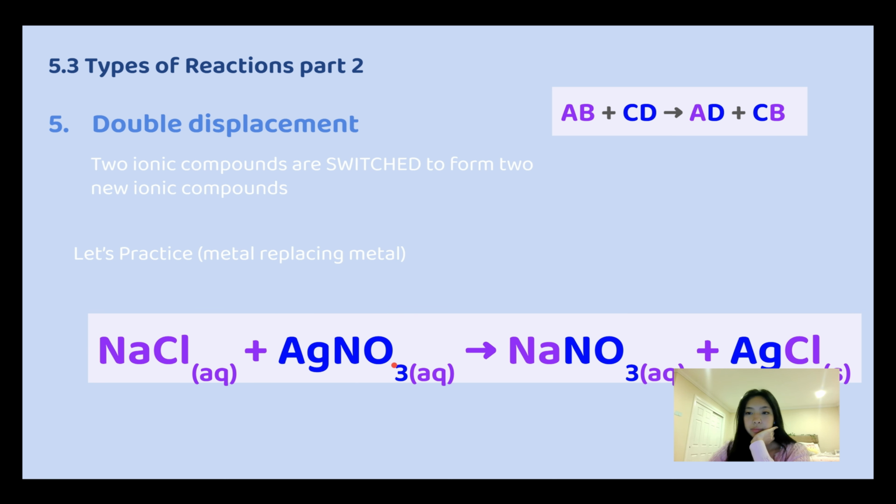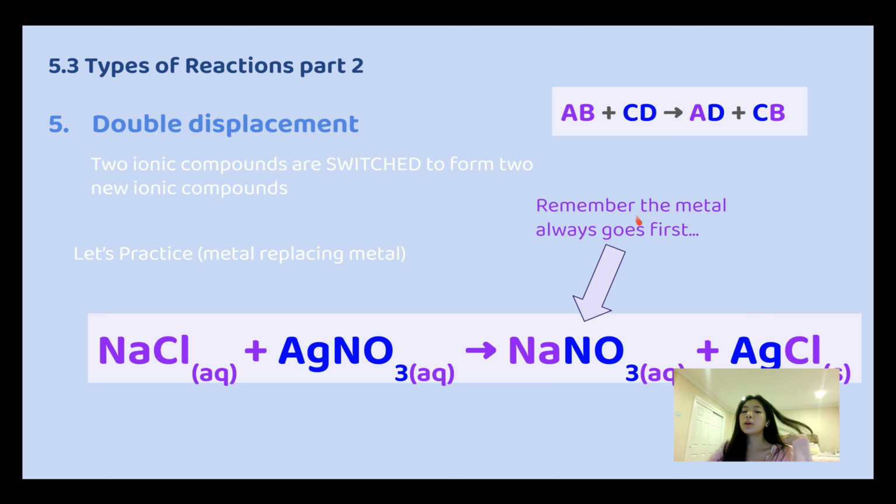They're just switching. Okay? So remember, the metal will always go first. And this is due to our rules in nomenclature where the metal will always go first. Something that I noticed is that a lot of people are going to be writing nitrate sodium, but that's not right because nitrate is a nonmetal. And also something else to notice is that a precipitate is formed.